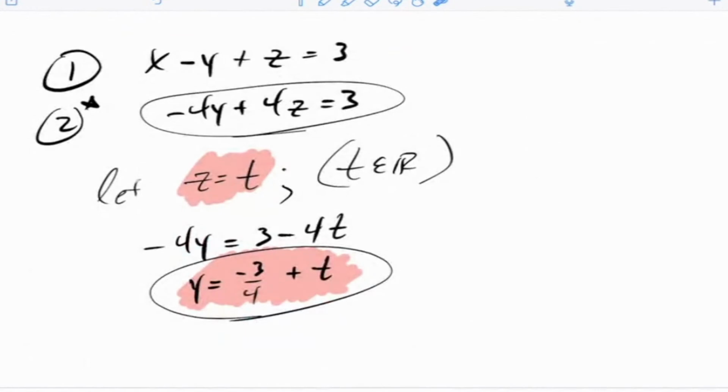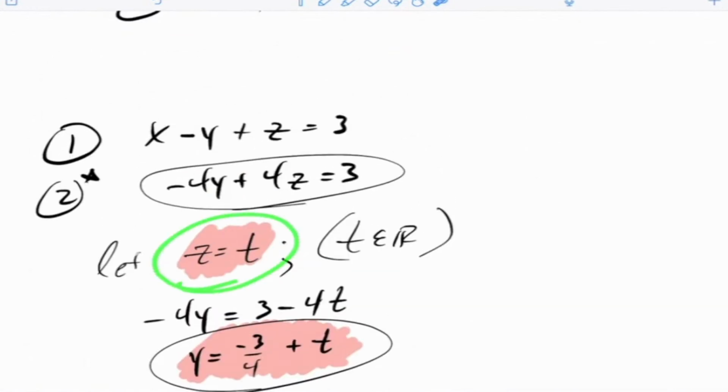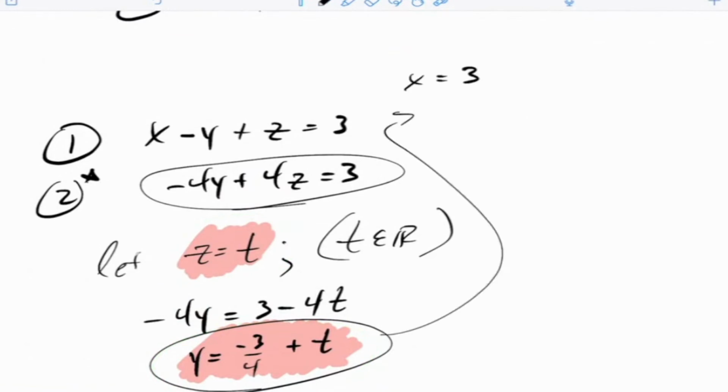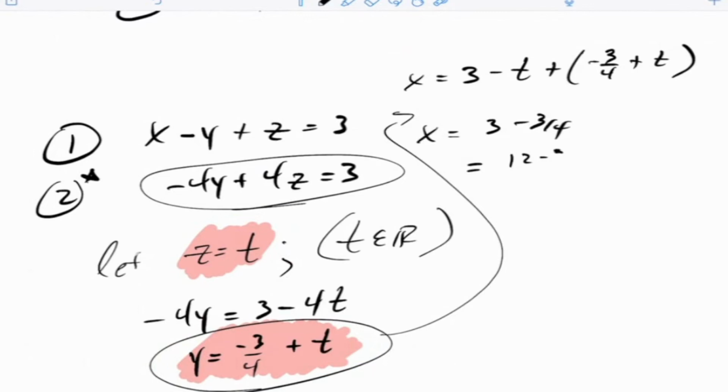So that means I can solve for y. So that means I have z and I have y. I can find x, right? By subbing this all in, I can find x. So therefore, x is going to equal 3 minus, it's not a z, it's a t, and it's not a y anymore. It's a minus 3/4 plus t. So therefore, x here is going to equal, you'll notice the t's cancel, and I get 3 minus 3/4, and x is going to equal what? 12 minus 3/4 is 9/4.